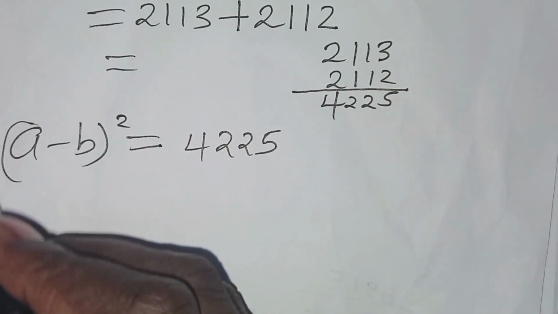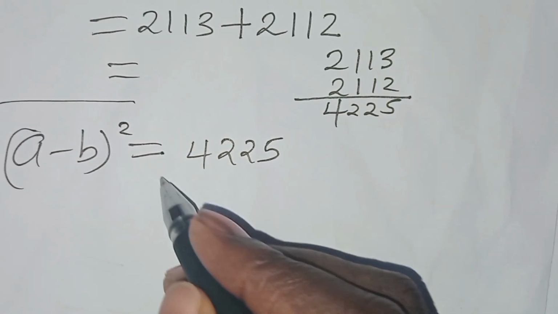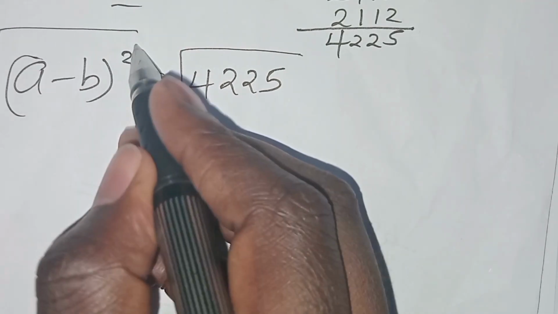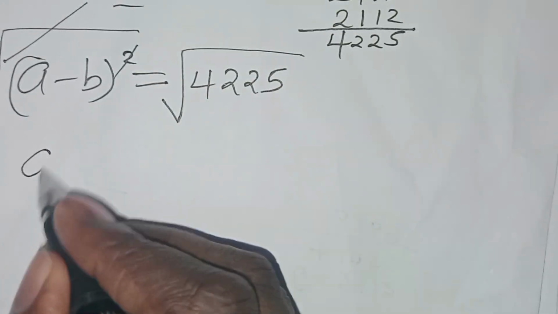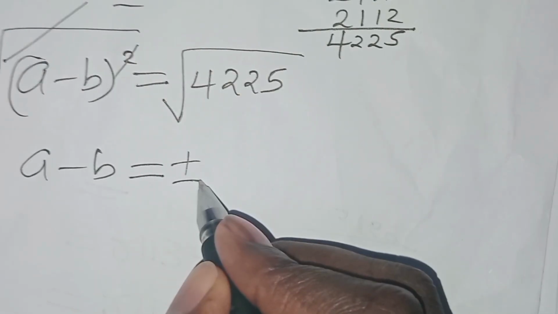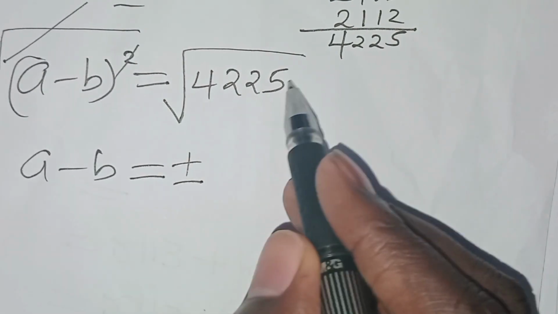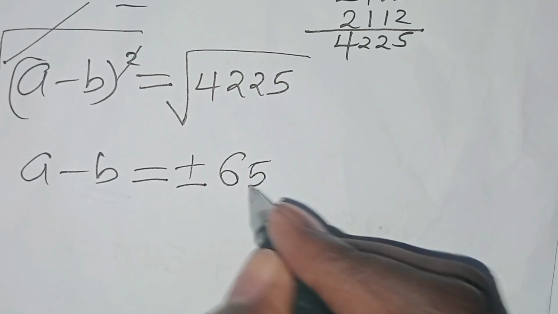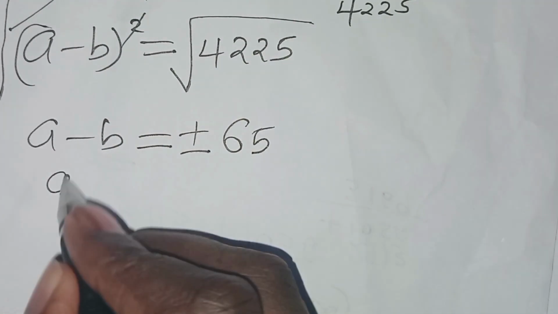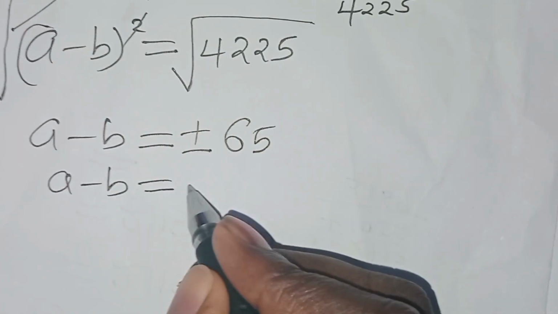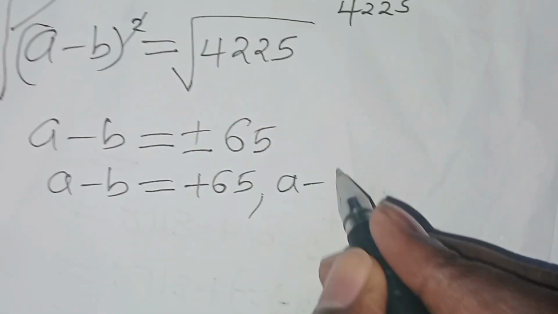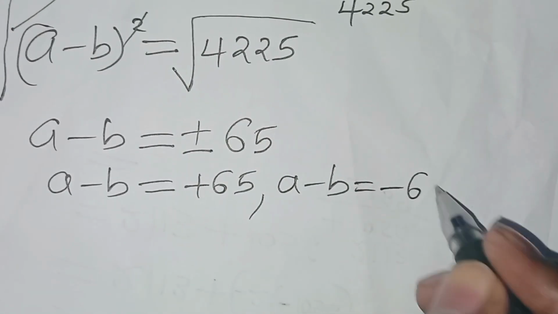So from here, let's take the square root on both sides, so that we eliminate the square sign, and A minus B is equal to plus or minus the square root of 4225, which is equal to 65. So now we have A minus B equal to plus 65, and we have A minus B equal to negative 65.